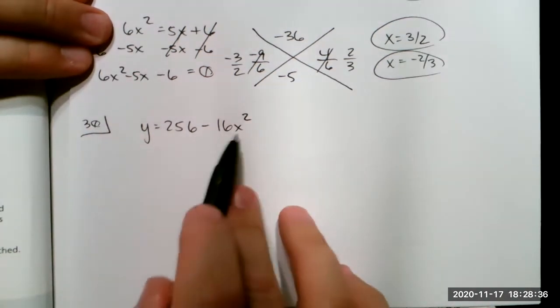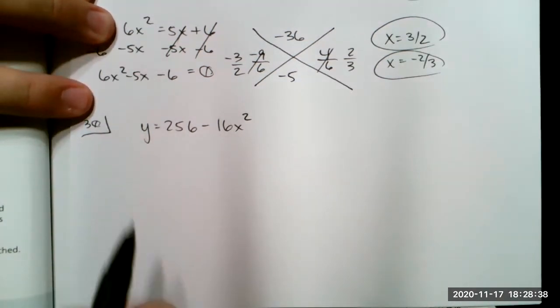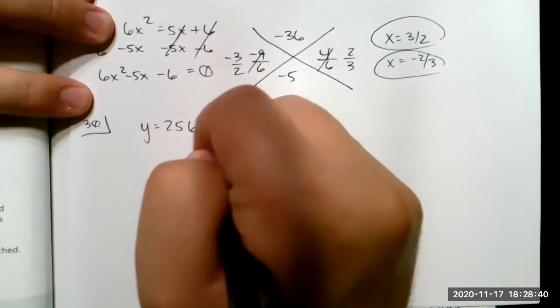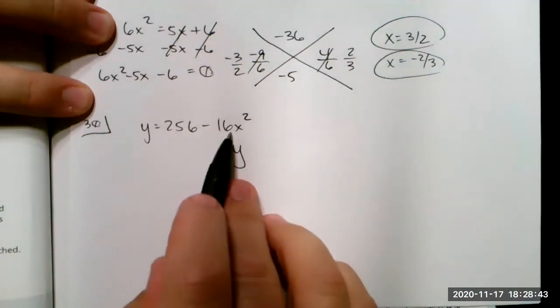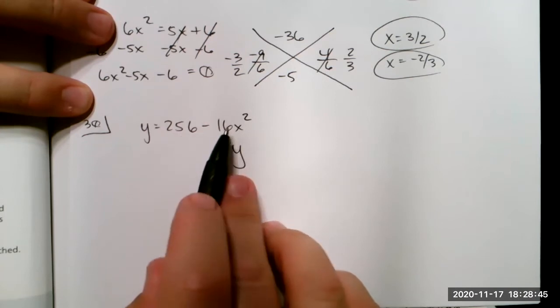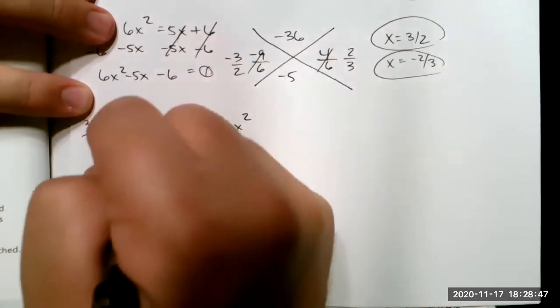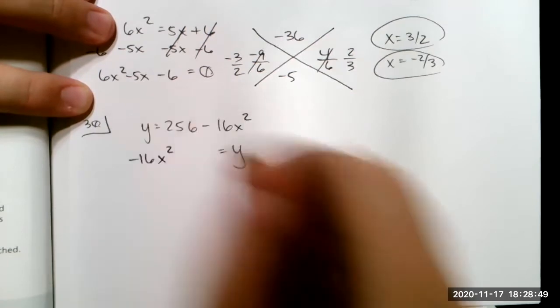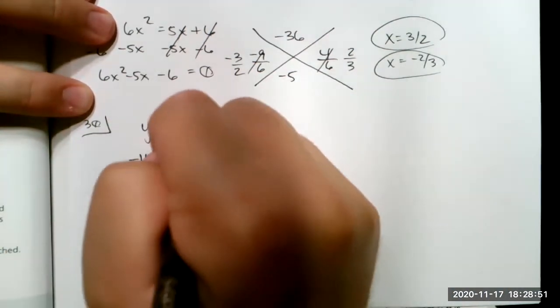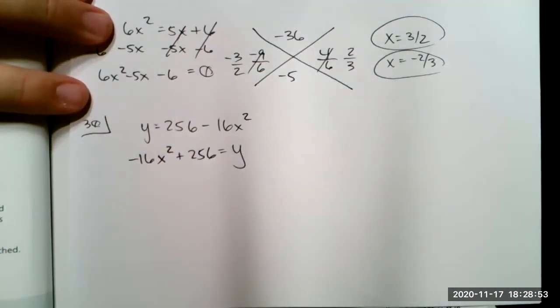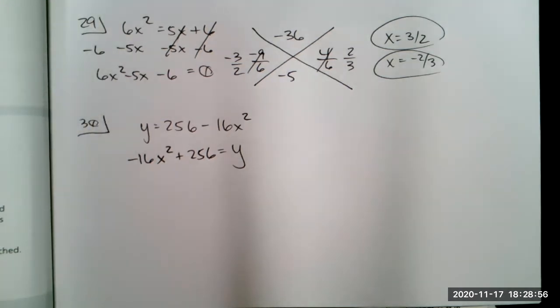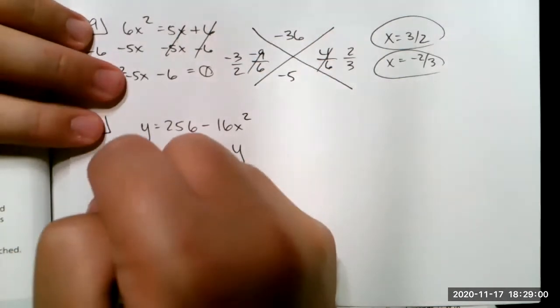So I'm just going to kind of rewrite this. I'm going to put the y value on the right. And then I'm going to rewrite this equation in standard form. So the x squared is going to come first, and then that 256 will come next. Well, if they want you to factor this, again, you can't factor a quadratic unless it's equal to 0.